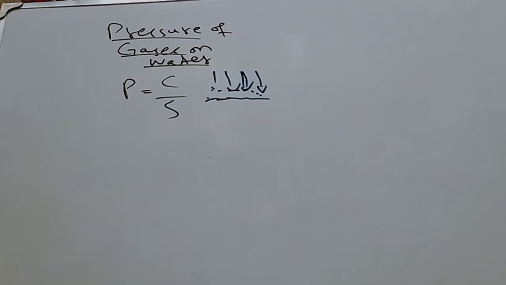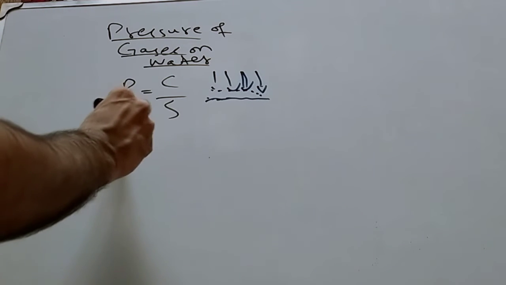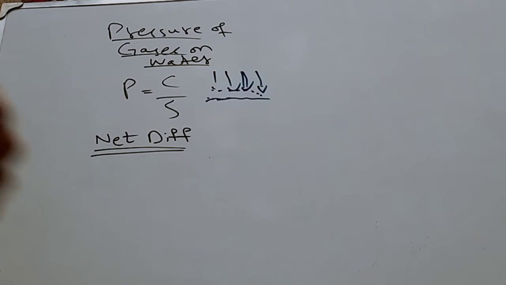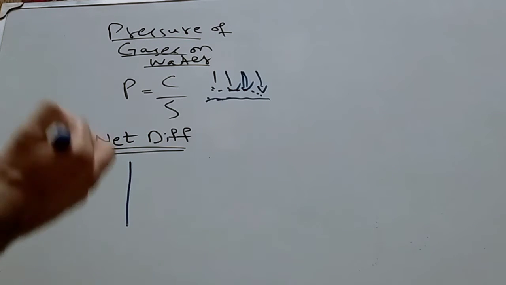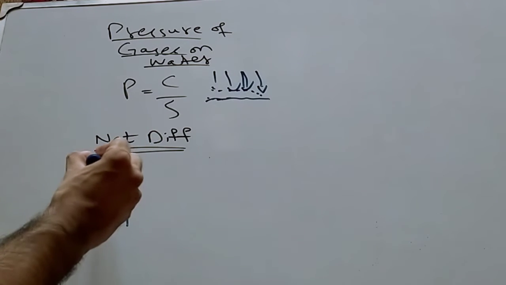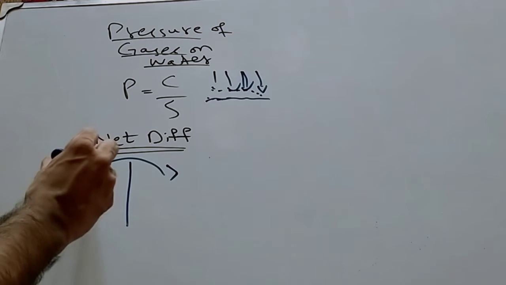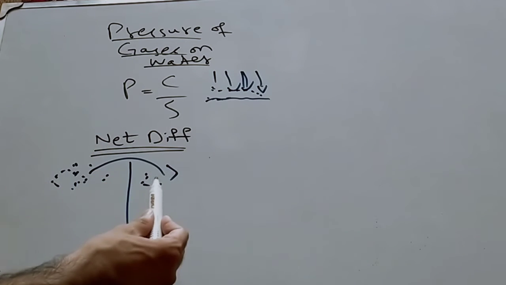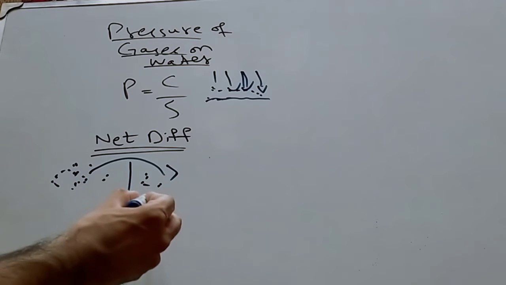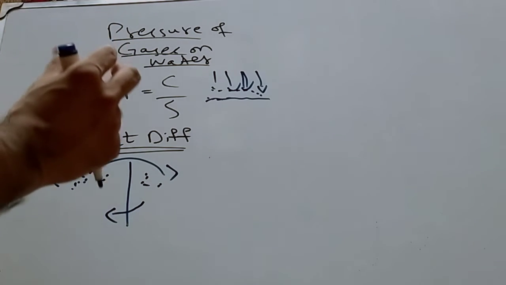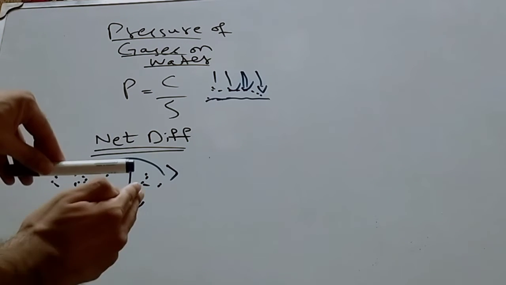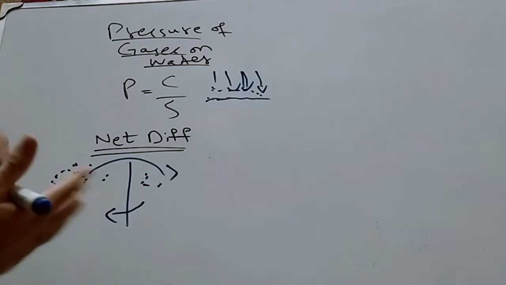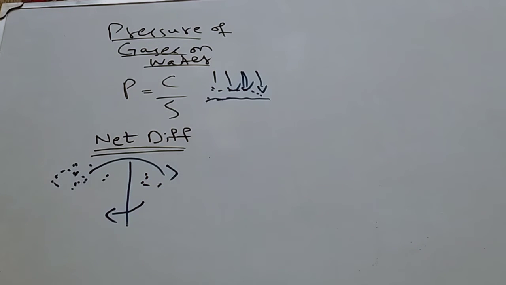Then talking about the net diffusion, what is the net diffusion? Let's suppose this is the membrane. I have told you that gases tend to move from higher concentration toward low concentration, like this, because here the concentration is very high and here it is low. But it doesn't mean that gas only moves from high to low concentration; some gas molecules also move from low concentration to high concentration. So we can calculate the net diffusion by subtracting the gas moving from low towards high concentration from the gas moving from high towards low concentration. So that is all about the pressure of gases on water.